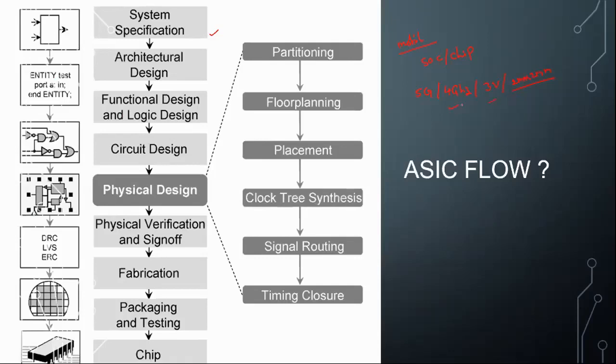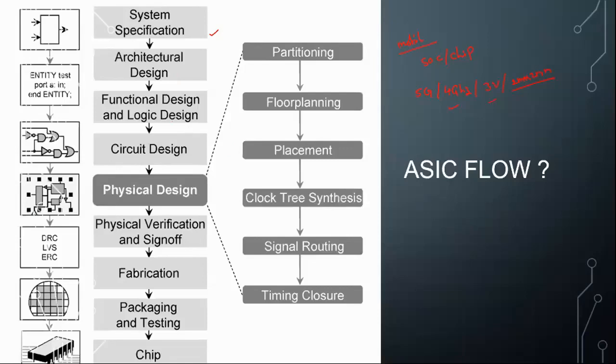According to the specification, we have to go with the architecture. We have different architectures. You might be aware of some discrete processors, and Blackwell. Recently we are using the Blackwell architecture as well for Tegra chips. We have to decide which architecture will work efficiently for our specifications. Once we have decided, we'll go with the functional design and logic design.